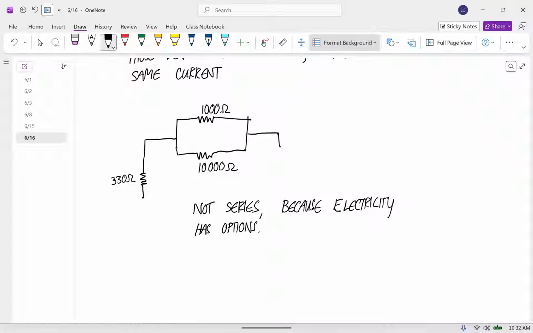These two also aren't in series because you can imagine a path that electricity can take here that doesn't go through here. And so all three of these, we would expect to have different currents. Okay, and these two are what's called in parallel with each other, and we'll talk about that hopefully later today.